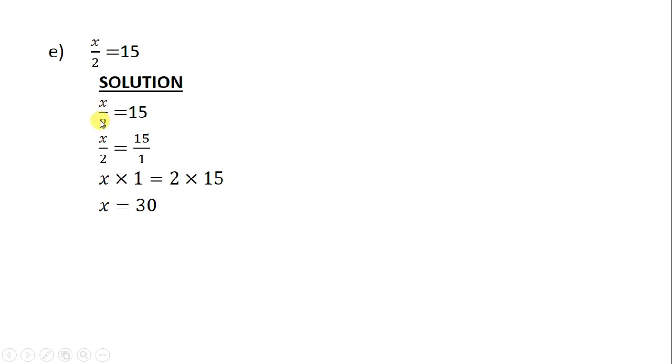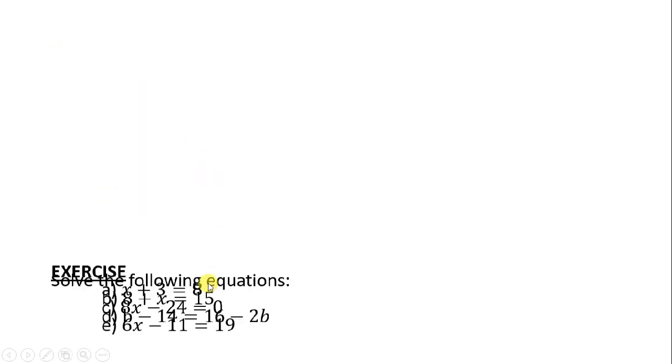Let's look at the last one. Last but not the least, we have x divided by 2 is equals to 15. So what you're supposed to do here is to express this 15 as a common fraction by putting a denominator of what? 1. And then we'll do what? Cross multiply. So I'm saying x times 1 is equals to what? 2 times 15. When you multiply x times 1, you're going to get x. 2 times 15 is giving us a 30. Therefore, x is equals to 30. X divided by 2 is equals to 15 is an open statement. But when we substitute 30 here, 30 divided by 2 will give us what? 15. As simple as that.